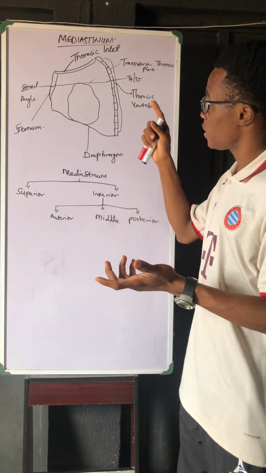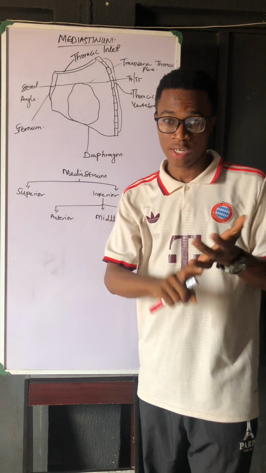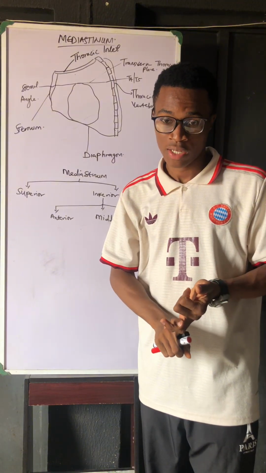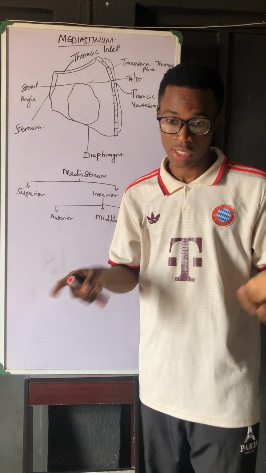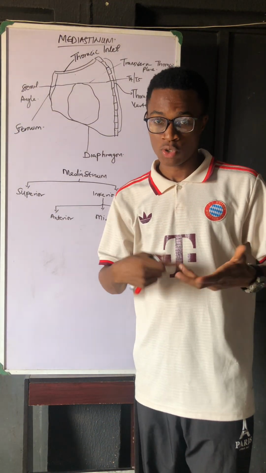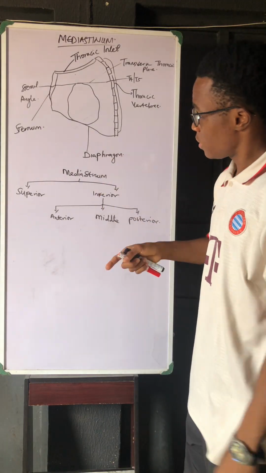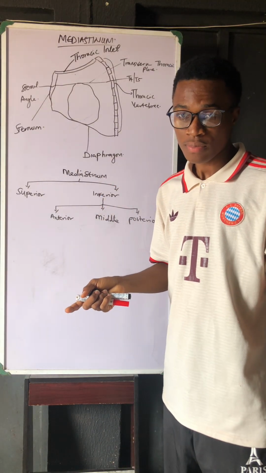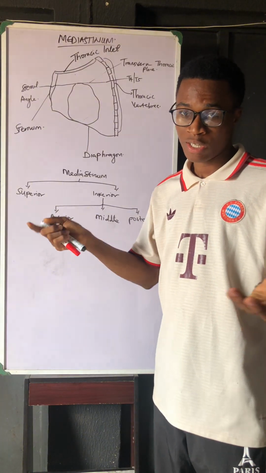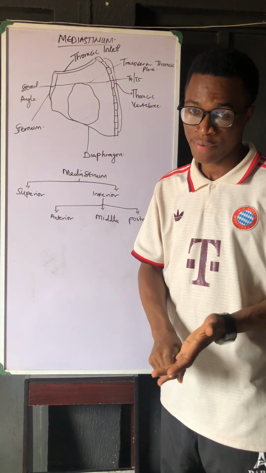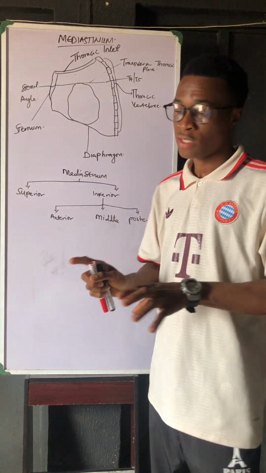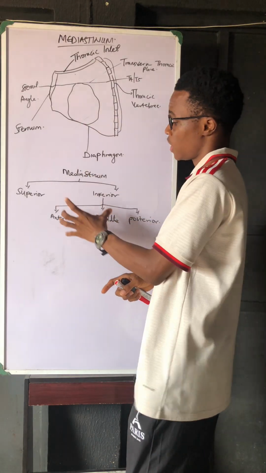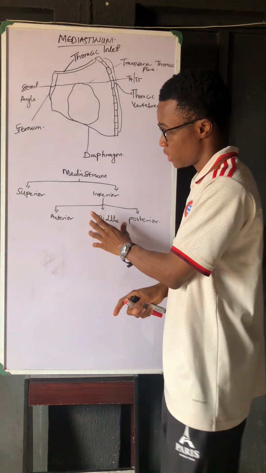Then you can talk about the esophagus. You can talk about the trachea and bifurcations of the trachea. Then you can talk about the lymphatics present. You can talk about the cardiac plexus. You can talk about the vagus nerve, phrenic nerve, and many other things present in the middle mediastinum.